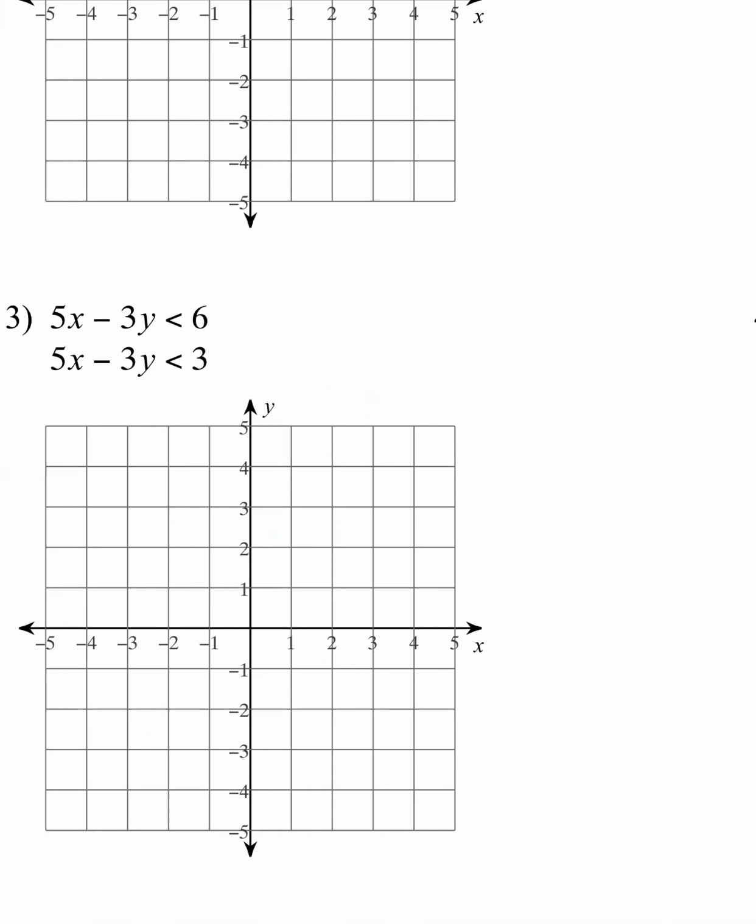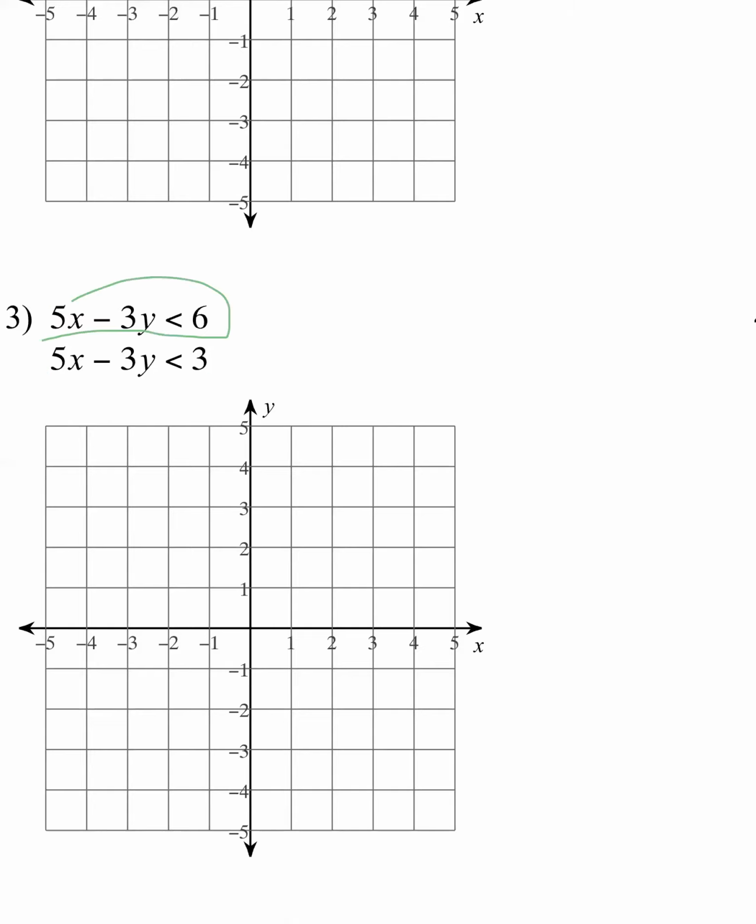Ooh, it's almost like I picked these four on purpose. Do you notice anything about number 3? Look at these two. You might know something about these right now. I know they look so similar, right, except for these numbers here. So what do you think that means about these lines? Well, we're about to find out.